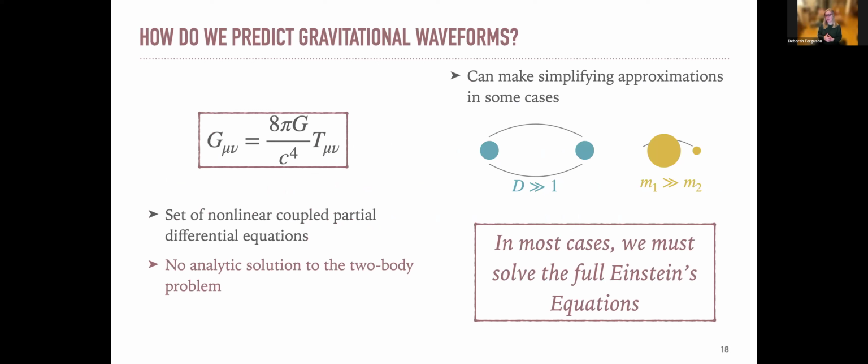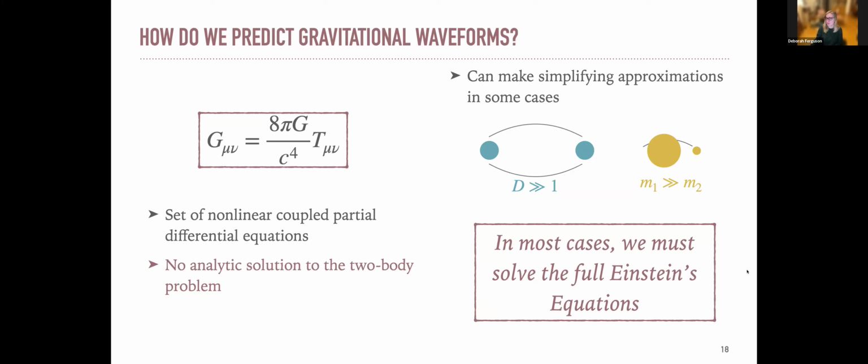Now, how do we actually generate those? Well, you guys are here in this meeting, so spoiler alert, I think you know what the answer is going to be. But why that's the case, why we need numerical relativity for this, is that Einstein's equations are a set of nonlinear coupled partial differential equations, and there is no analytic solution for the two-body problem. Binary black holes, that's a two-body problem. We can't just solve it analytically.